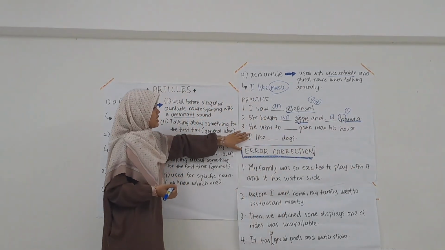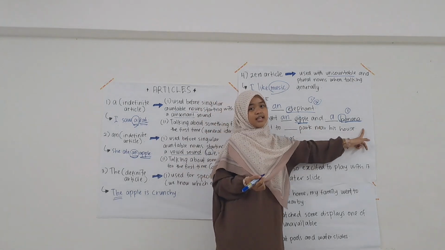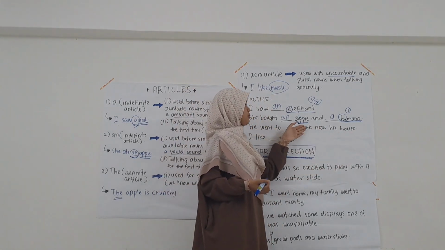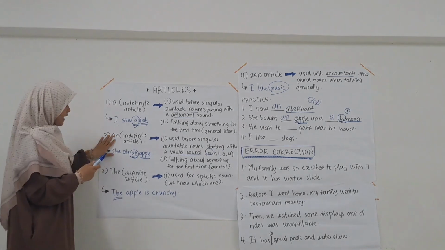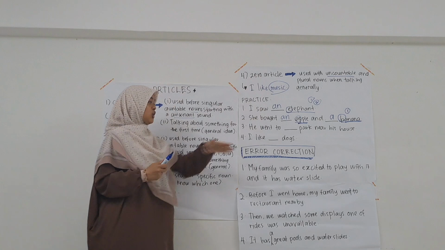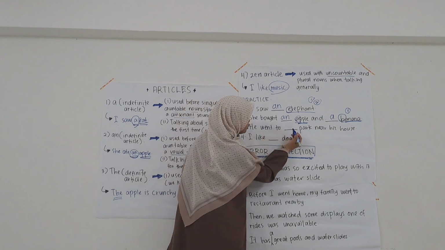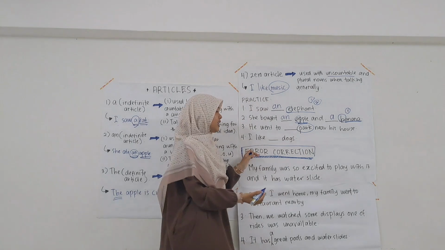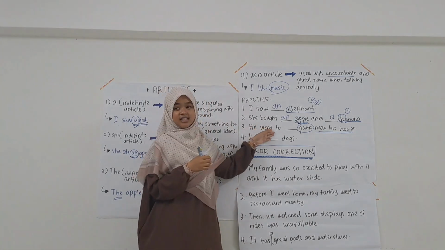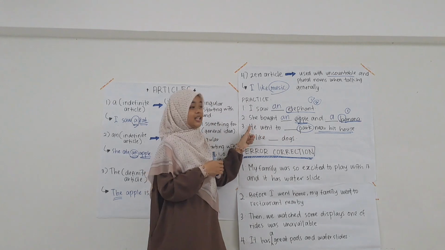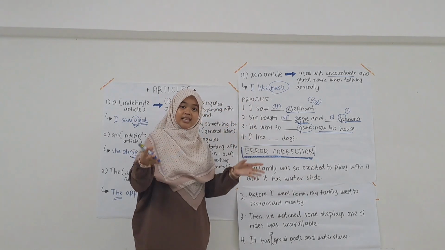Okay, third one. He went to the park near his house. So which article should we use? A, an, the, or zero article? Okay, let's look at the sentence together. So the sentence says, he went to park. Okay, and also mentioned near his house. So we know which park this sentence is referring to, right? Which park is he going? The park near his house. So it's a specific place that we already know.